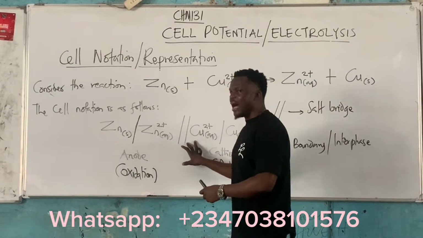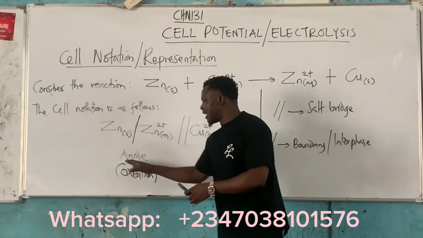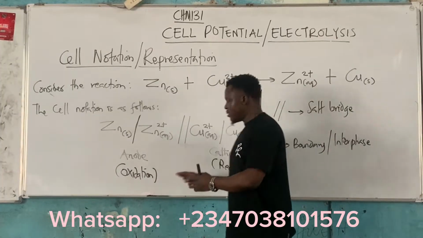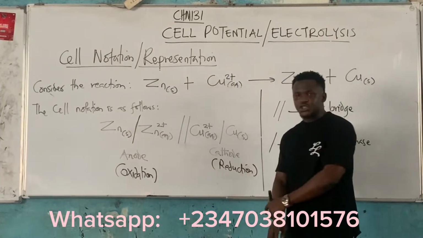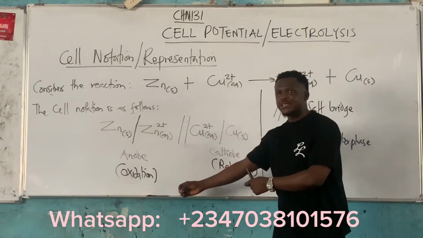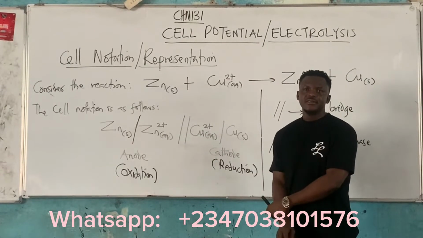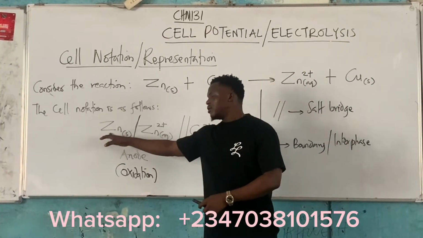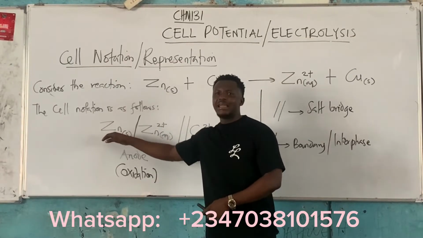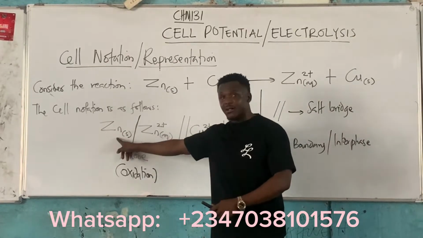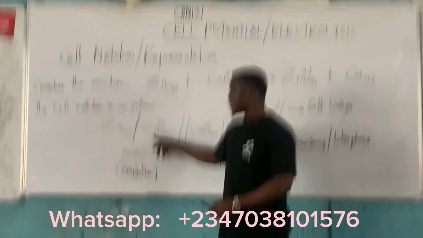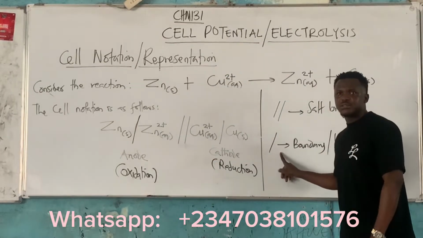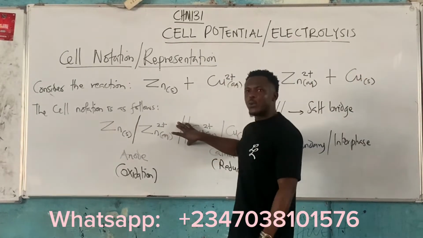Okay, so this is how a cell notation looks. The left-hand side of a cell notation is the anode, which depicts the oxidation. The right-hand side is the cathode, which depicts the reduction. Now, what are the various ways a question can be asked under this? Number one, the single line separating the metal in solid form and its aqueous form in a cell notation. This is a metal, solid. This is a metal in aqueous form. That single line is what we call the boundary. The double line is what we call the what?